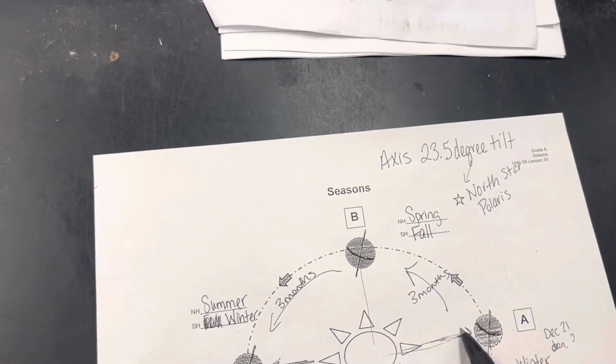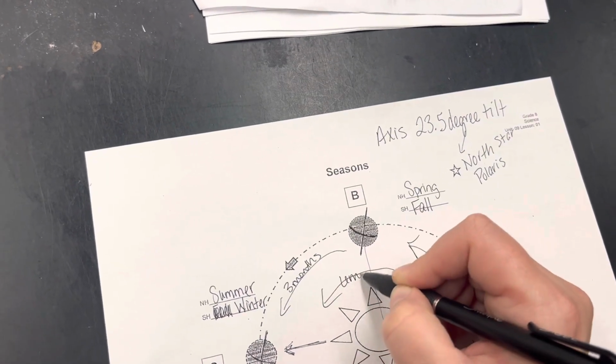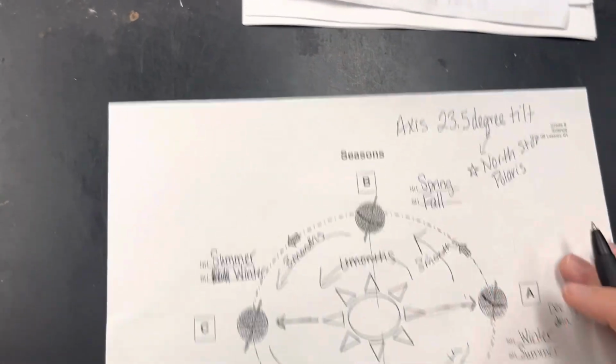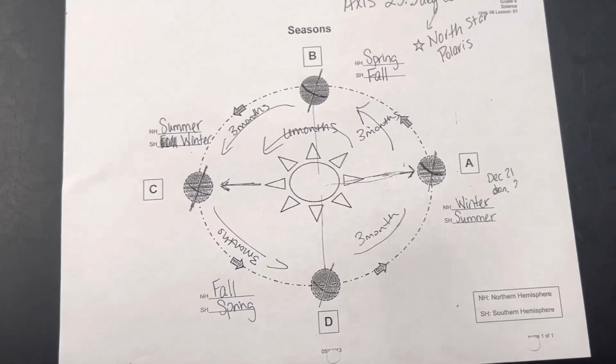So from winter to summer, it takes how many months? 3 plus 3 is 6 months. You got me? Hopefully I didn't get too crazy with my stuff. Okay, so here we go.